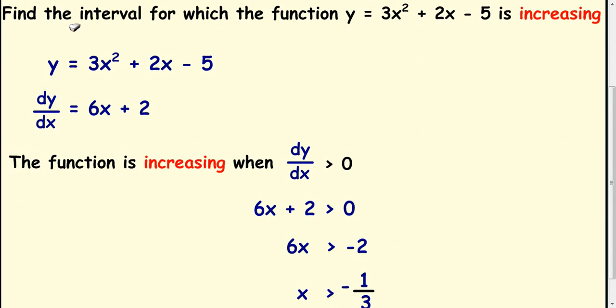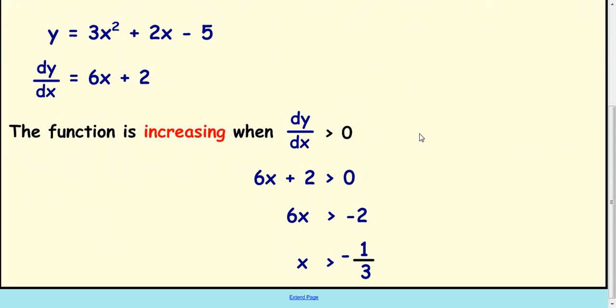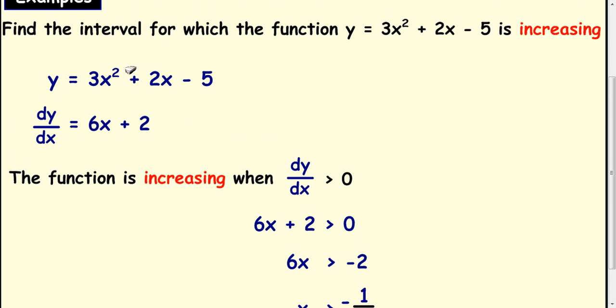So to answer the question, what x values is the function increasing? That's what this really means. x is greater than negative 1/3. For all values x is greater than negative 1/3, the function is increasing.